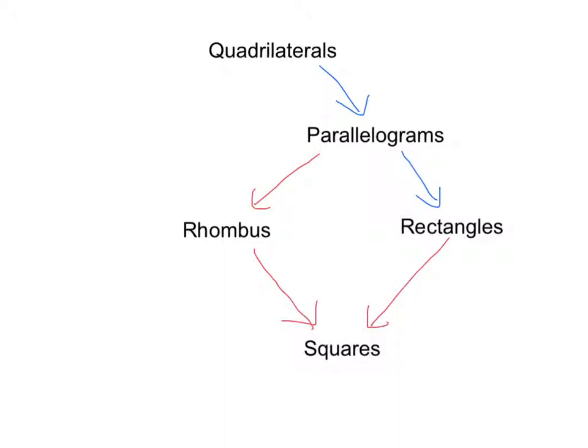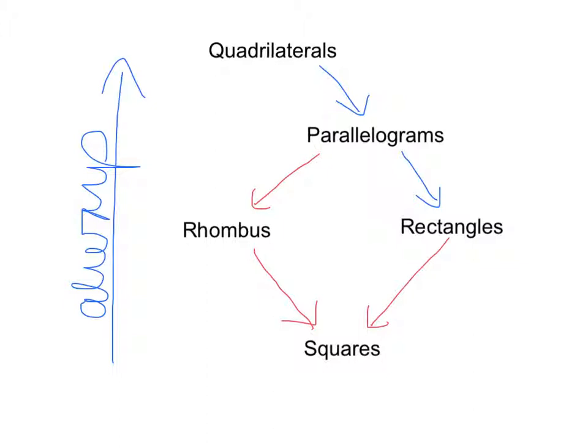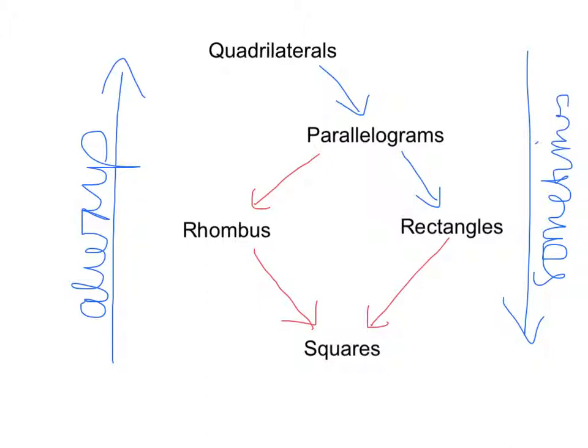And remember that, as we talked about last time, if you're going up the chart, then it is always true. So that means, like, if I'm talking about squares, well, squares are always quadrilaterals because I'm going up the chart to get there. If I'm going down the chart, it is only sometimes true. So sometimes quadrilaterals are squares. Sometimes quadrilaterals are a rhombus. Sometimes a parallelogram is a square. And sometimes a rhombus is a square.